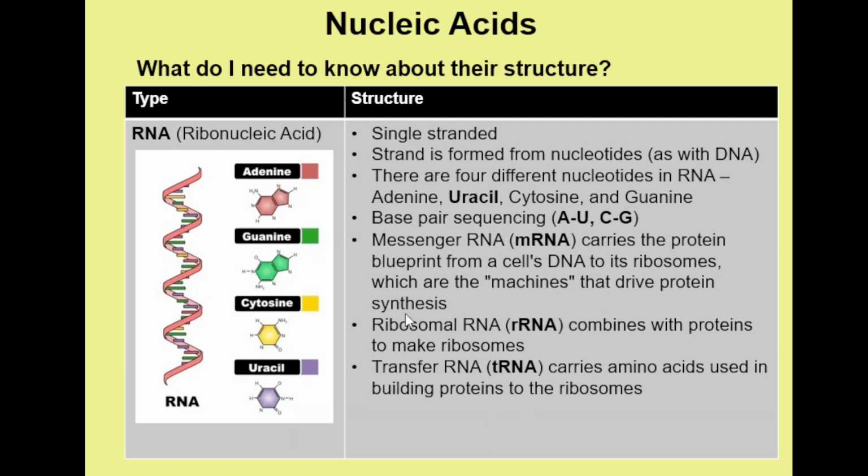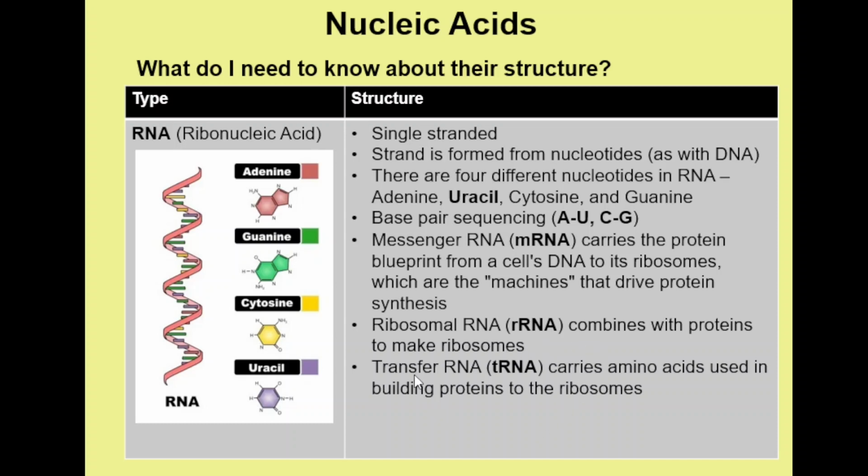And then here we see our three main types of RNA. Messenger RNA carries the protein blueprint from DNA to the ribosomes, and the ribosomes are the cellular organelles or machines that actually build the proteins. Those ribosomes themselves contain a type of RNA called ribosomal RNA, or rRNA as we can see there. So rRNA will combine with proteins to make the ribosomes.